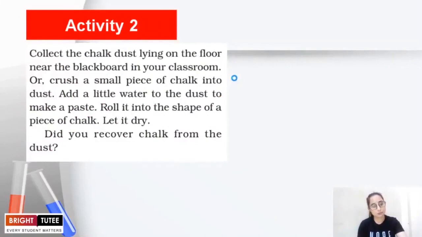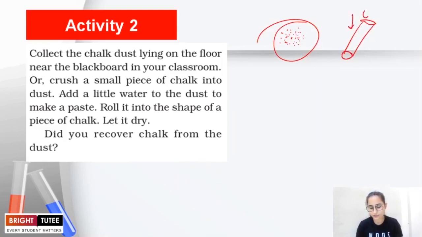Now activity 2. Collect the chalk dust lying on the floor near the background of your classroom. Right? You have a classroom. There is a chalk dust present near the board. When you collect the chalk dust, it is in the form of particles. Right? There are a lot of particles. Now what you have to do is, you can use that dust or you can take a piece of chalk and you have to crush it. You have to make it into powder. So you will obtain this dust, right? You do not have to collect it from the floor.